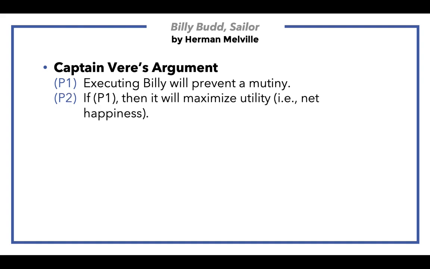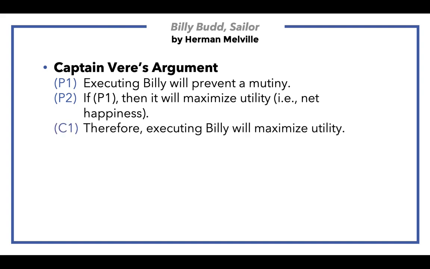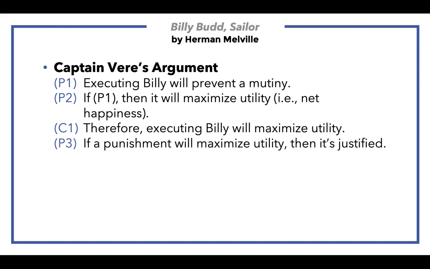Premise 2 says that if this action is going to prevent a mutiny, then it's going to maximize utility. It's going to produce the most net happiness. So we have this intermediate conclusion: executing Billy is going to maximize utility. It's going to produce the most net happiness. Premise 3 says if a punishment will maximize utility, then it's justified. And the conclusion is that therefore executing Billy is justified.